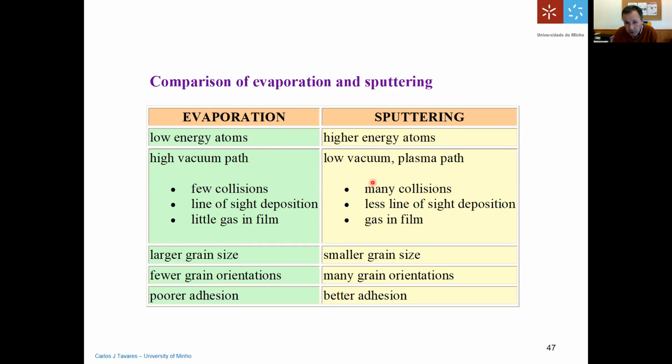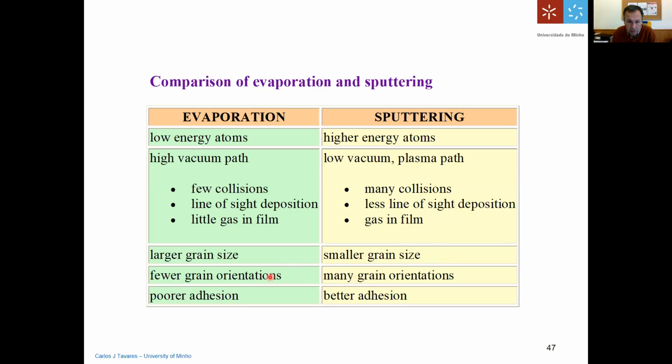While in sputtering, you have a low vacuum. You have many collisions, you have less line of sight, so it's very difficult to produce uniform thick coatings on complex geometry samples. And you might have some gas in the film because you might incorporate some argon or the projectile gas inside your films. Normally, the crystals are much smaller in sputtering. That's why the films can be tougher if you're working on films for mechanical properties applications.